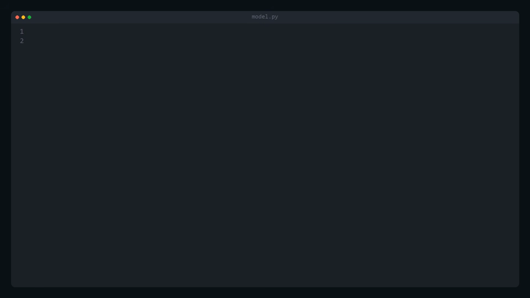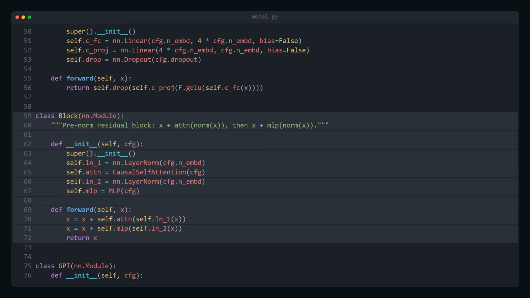The block follows the pre-norm scheme. First normalize, then attend, and the result is added back to the input. Then the same with the feed-forward part, which widens the representation fourfold and projects it back. These residual connections let us build a deep network without the gradient vanishing.